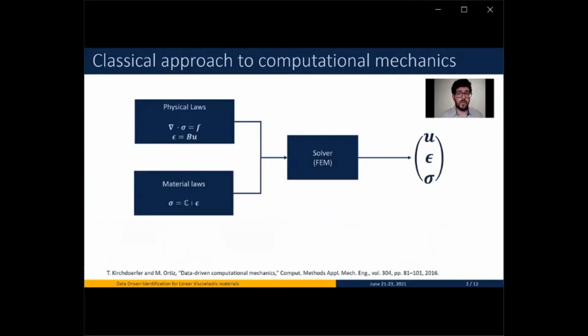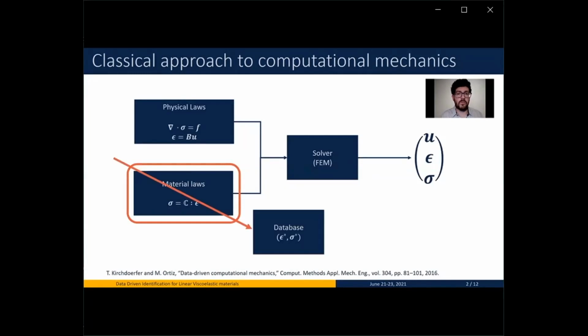The problem in this approach lies in the definition of the material law, where typically we use models that are chosen in an arbitrary fashion, which in turn introduces bias in the model. One of the solutions to this problem was proposed by Kirchdoerfer and Ortiz, where they completely replaced the material law with a database of strains and stresses, which are used in a solver that is now known as data-driven computational mechanics, which provides us with the same results, just in a model-less calculation.